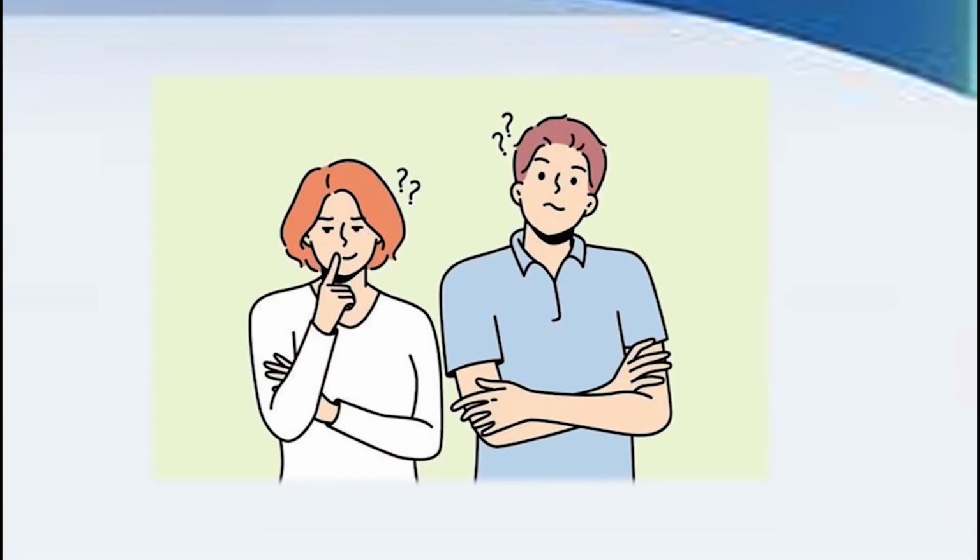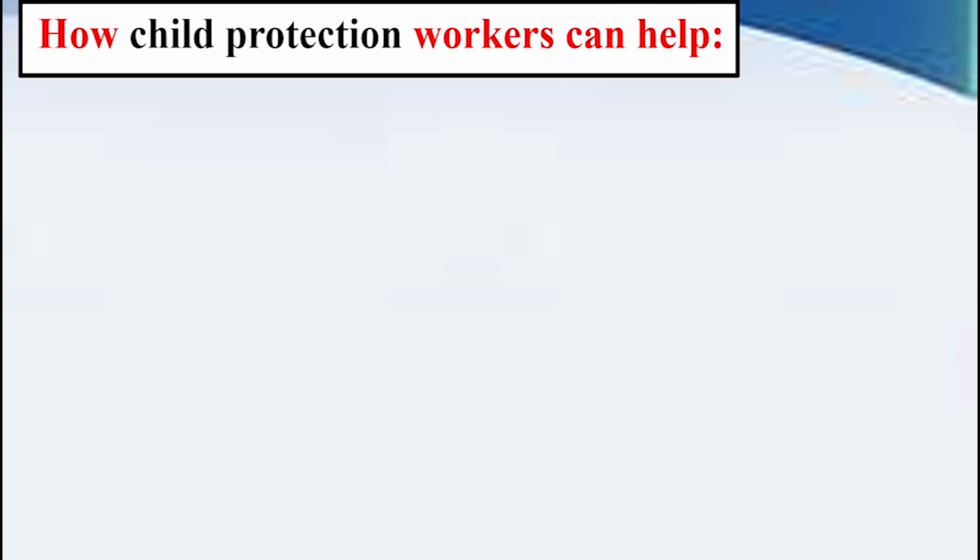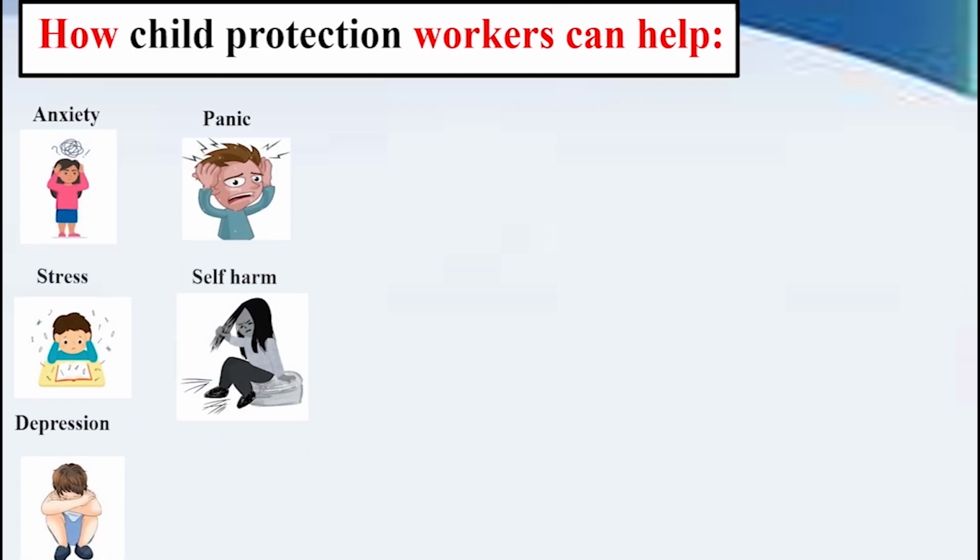These are the points that parents can do to help their child if they suffer from one of the problems we have shown. But what if the parents do not know these points or do not have such awareness? Here, child protection workers can play significant roles in helping the parents and the child. Child protection workers can do the following points.